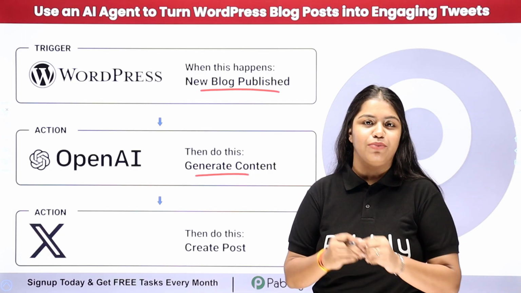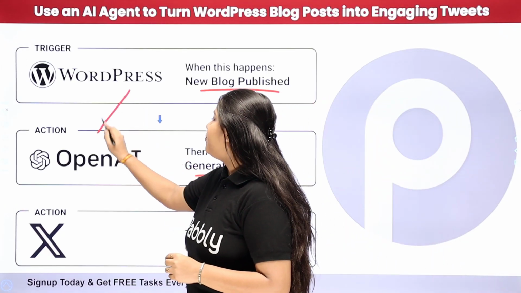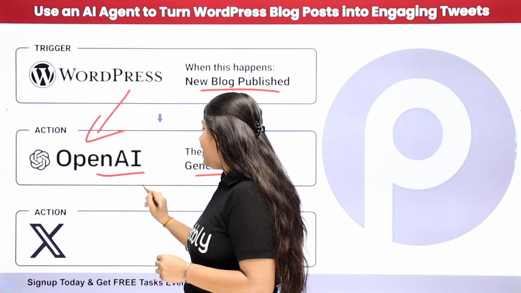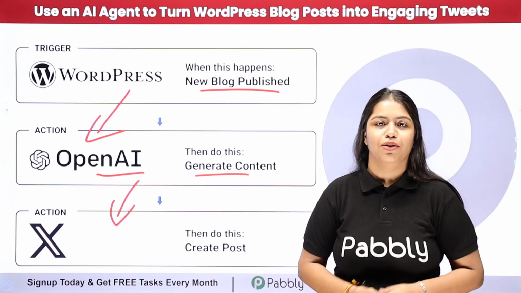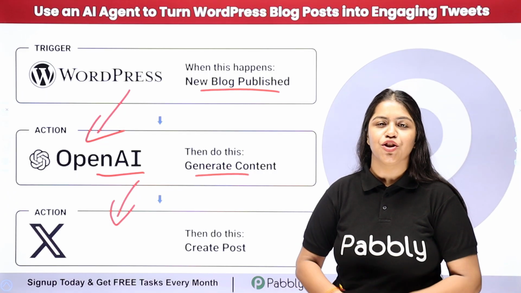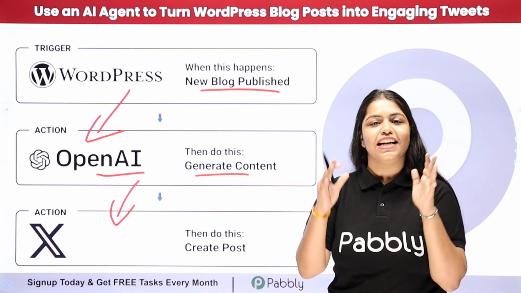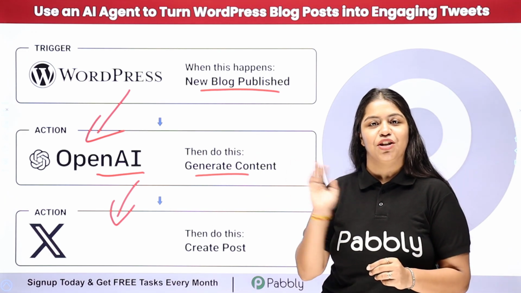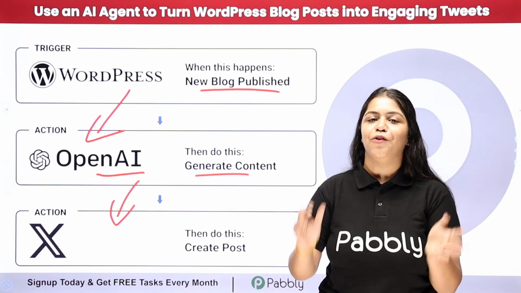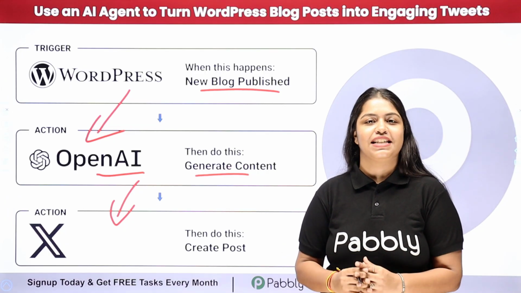To do this, we are going to create a connection between WordPress, my AI agent, which is OpenAI, and X, which is formerly Twitter. And to create this connection without knowing any programming or coding language, we are going to use Pabbly Connect. It is an amazing automation software. So if you also want to create this automation for your own business, come with me towards my screen.